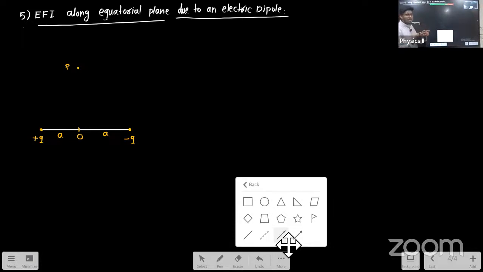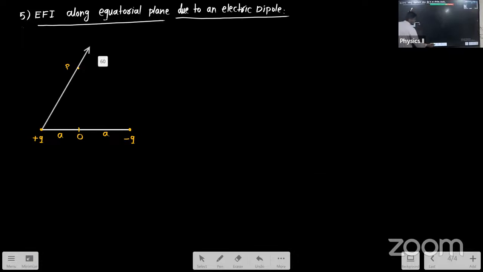Positive charges will repel each other. So here the net electric field acting will be away. I am writing the net electric field is acting away. This is due to which charge? Charge at position A. Let this position be A and let this position be B. So I can write this is the electric field due to charge at position A. I hope you are getting this.